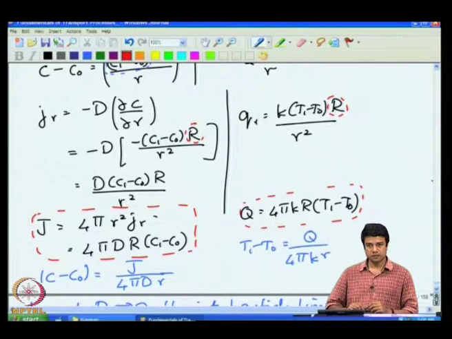Next lecture, we will look at unsteady solutions of this diffusion equation in spherical coordinates. Continue this in the next lecture. We will see you then.